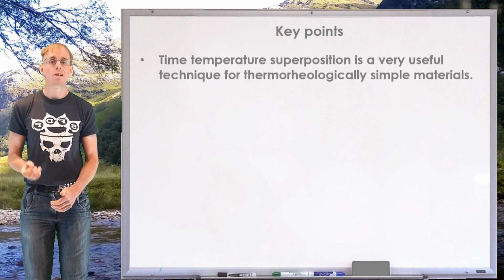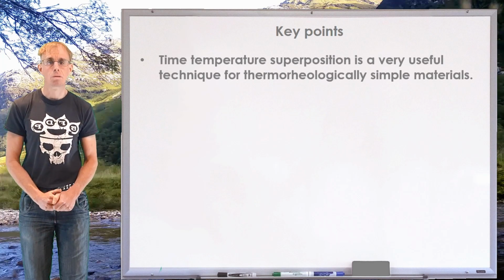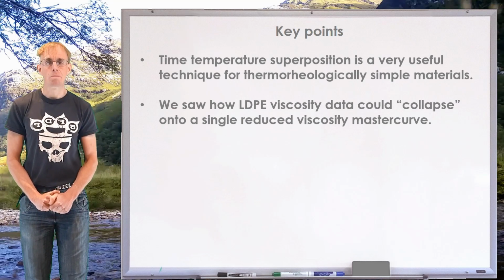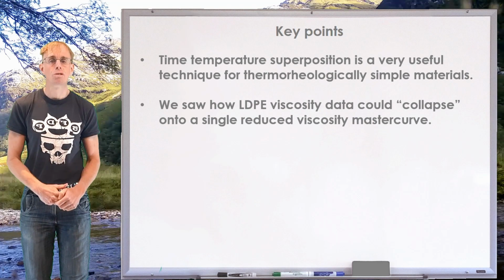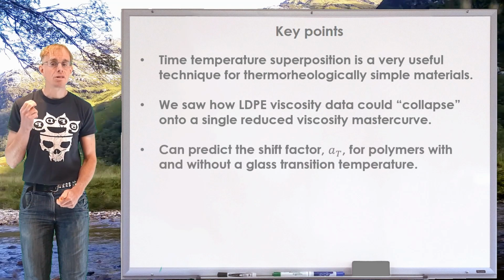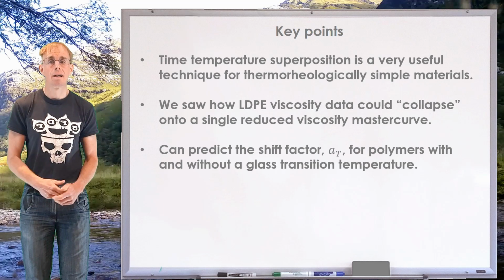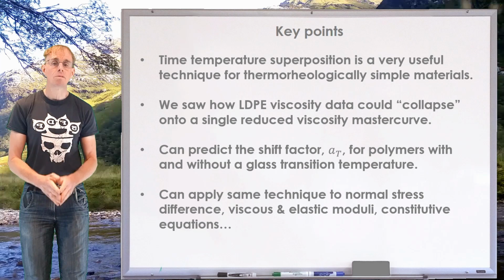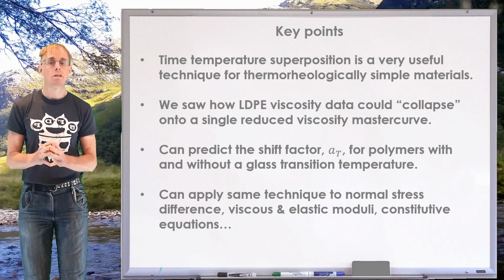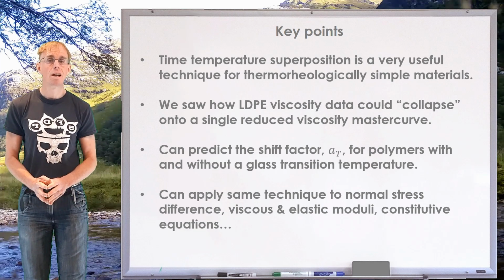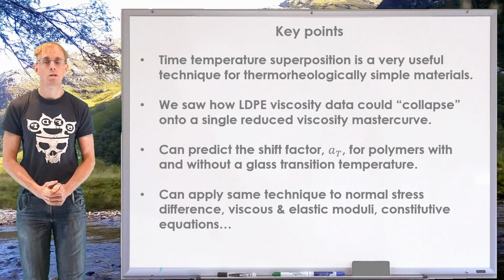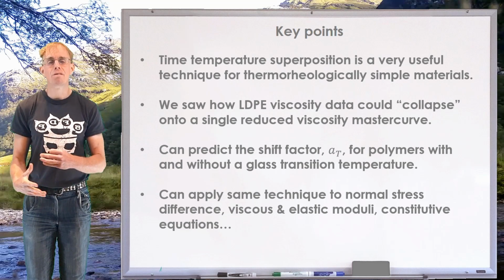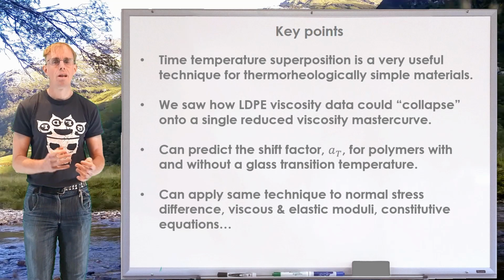Time temperature superposition is a very useful technique for thermorheologically simple materials. We saw how the viscosity data for low density polyethylene could collapse onto a single reduced viscosity master curve. We can predict the shift factors required for that collapse for polymers with and without a glass transition temperature. And we can apply the same technique to normal stress differences, to viscous and elastic moduli, and we can also substitute those results into constitutive equations that would then give us the viscosity variation as a function of shear rate and temperature for a given material.